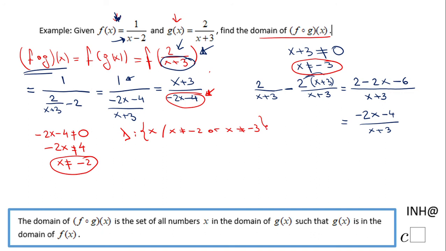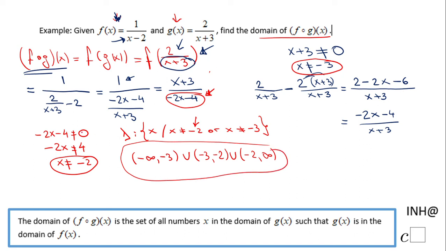I'm going to also put here the interval notation, and for that you need to think about which one is larger, and the largest one is negative 2. So the interval notation is going to be negative infinity to negative 3, union, negative 3 to negative 2, union, negative 2 to infinity. So you have both ways here to write the domain of this function, the set-builder form and this interval notation.